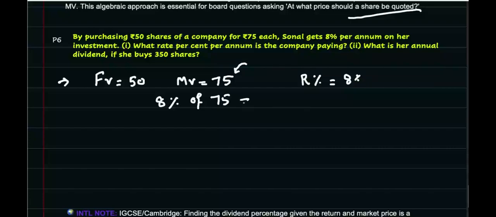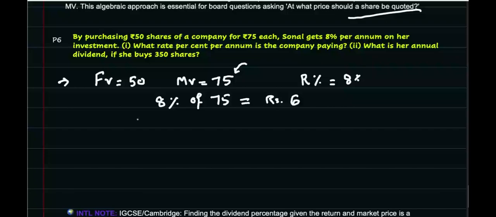So 8% of 75 is how much? Rupees 6. The company is paying rupees 6 as dividend. She is getting only 8% because she has bought at a premium, but the company is paying maybe more percentage on the face value. Let's find out. So 8% of 75 is rupees 6. If the company is paying rupees 6, then what does it mean for rupees 50?